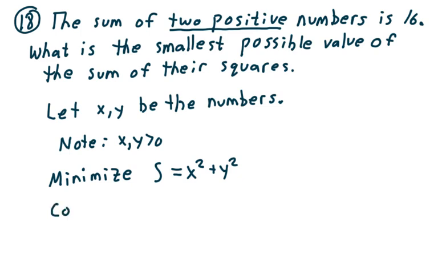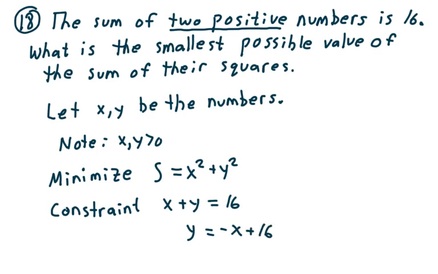So the constraint. In other words, how does x relate to y? Doesn't sum mean add? So x plus y equals 16. So y is negative x plus 16. So now, S evaluated at x is x squared plus, and I'm going to replace y with negative x plus 16. And I'm going to square it.